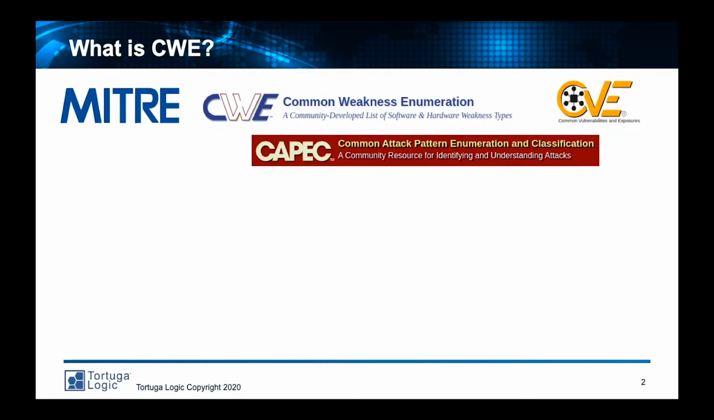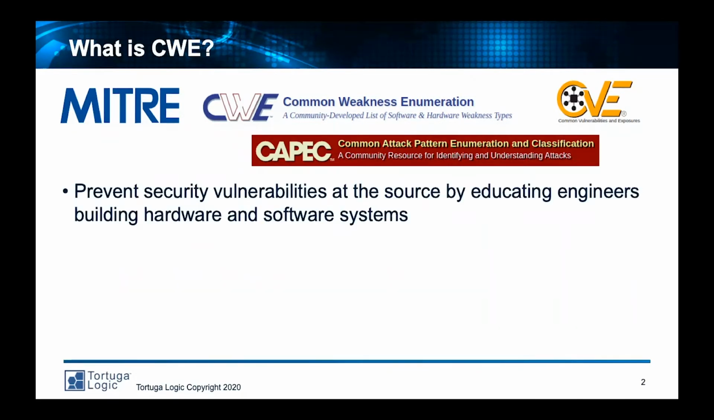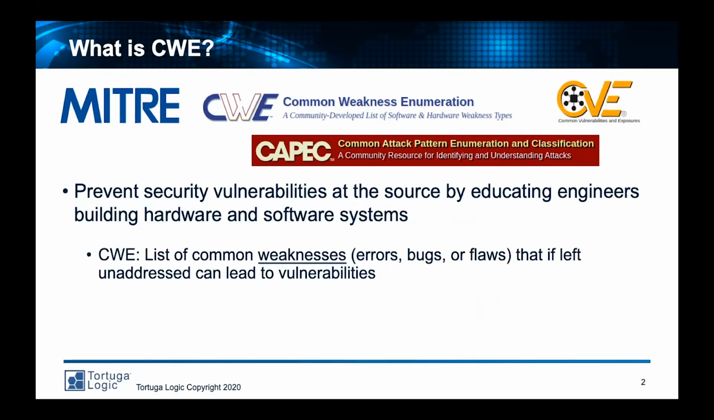Other security-related databases maintained by MITRE that you might have heard of include CVE, which tracks common vulnerabilities and exposures, and CAPEC, which catalogs and classifies attack techniques. The common goal of these resources is to prevent vulnerabilities at the source by educating engineers building hardware and software systems. CWE can provide engineers with awareness about common weaknesses, which are errors, bugs, or flaws that, if left unaddressed, can lead to vulnerabilities. These common mistakes can then be eliminated before a product is deployed.